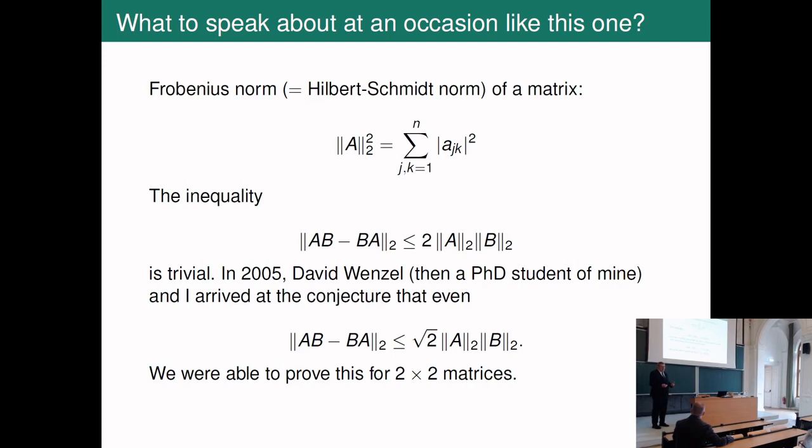I called MATLAB and took 1,000 randomly chosen matrix pairs of Frobenius norm 1 and computed the commutator, and I observed the maximum was actually square root of 2. Of course, this was what MATLAB told us, but we were not able to prove this. Although we spent several months to prove this inequality, we were able to prove it for 2 by 2 matrices, and even this is non-trivial, but not in a more general context.